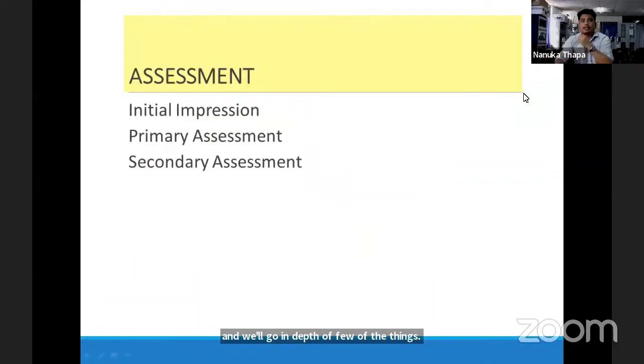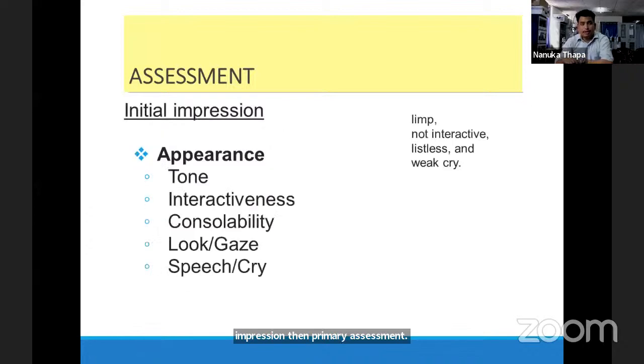Okay, so in the assessment part, we have the initial impression, then the primary assessment, and lastly the secondary assessment. In the initial assessment, we see the appearance, which we have already discussed in brief. Here, these are the things which point towards the requirement of immediate actions. We have to see if the patient or the child is limp or not interactive, looks very listless, and has a weak cry. These patients will require immediate interventions. Otherwise, we can go through the routine care and management.